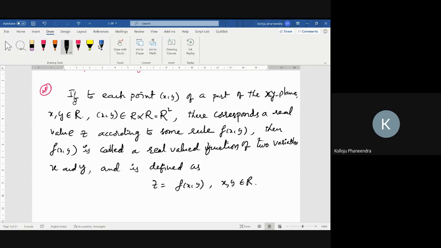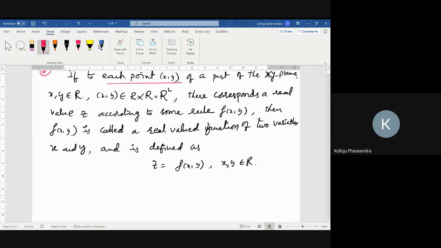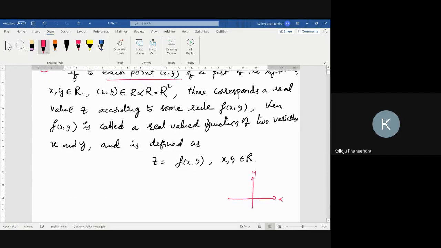Let me explain this. For every point x comma y of the xy plane, this is the x-axis and this is the y-axis, for any point x comma y where x and y are real numbers, there corresponds a value z. Z is connected to f of x comma y. For every point x comma y, there must be some rule or connection between x and y which gives a real value z.